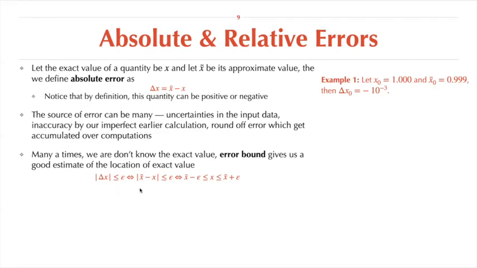So if you do that, then you can show that this is equivalent to saying that the true value, or the exact value of x, lies between the approximated value plus or minus epsilon in this way. So error bounds are very useful to give. If you have error bounds, you know how much you can trust your results. So error bounds are very important to calculate most of the time.